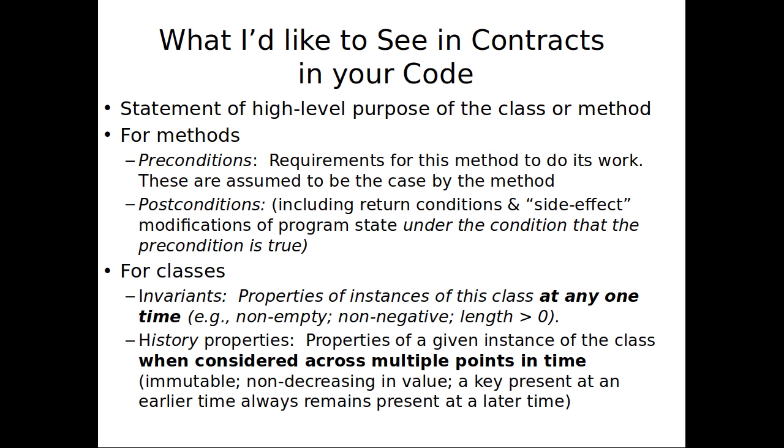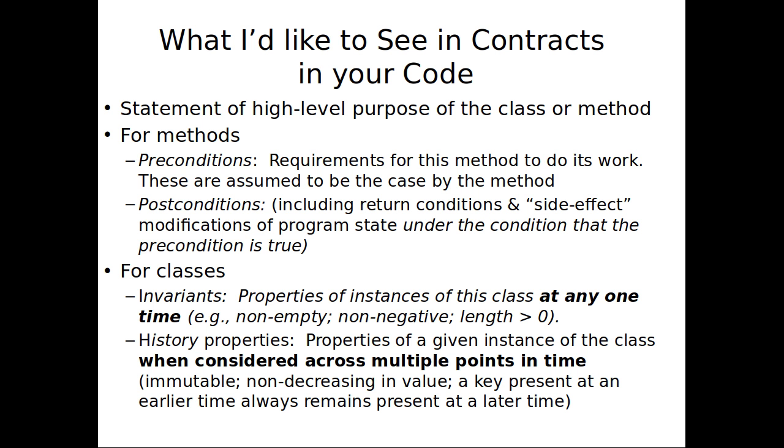So there's, for methods, for each method, preconditions, postconditions. I'm expecting to see that at a very basic level. And then for classes or objects, there can be invariants and history properties. These are things that are true for that method as a whole.